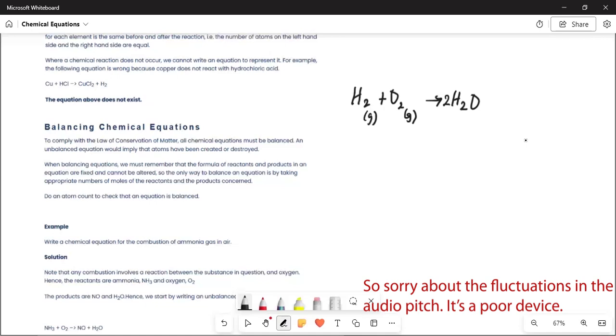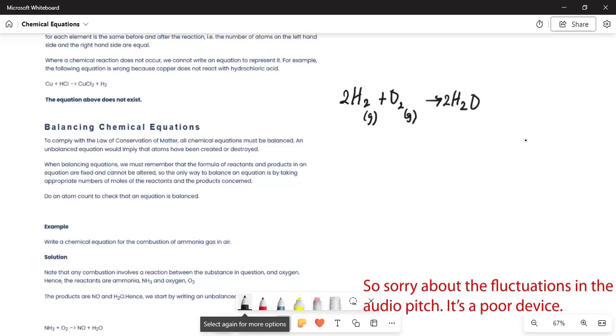But putting a 2 here has changed the number of hydrogen, so we need to put a 2 here also to balance the number of hydrogen on both sides. So this now is 4 hydrogen on the left, 4 hydrogen on the right, 2 oxygen on the left, 2 oxygen on the right. So the equation is finally balanced.